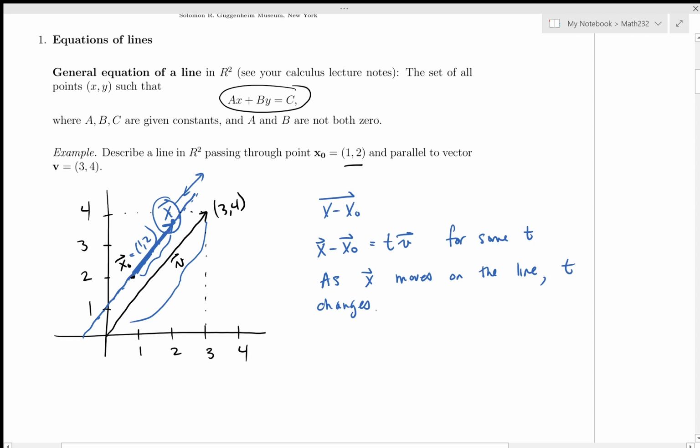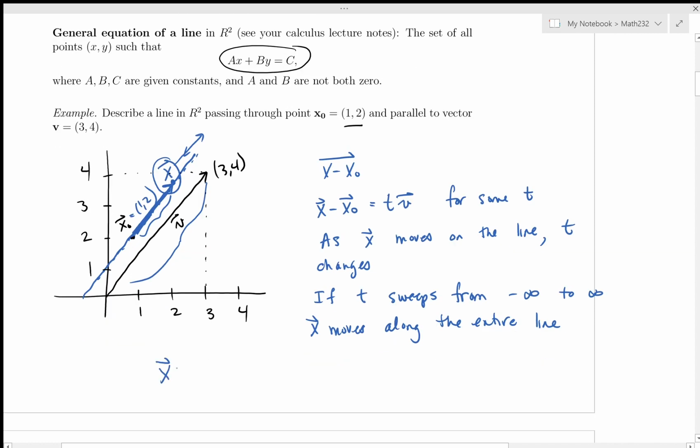If I look at it the other way, if t sweeps from minus infinity to infinity, x moves along the entire line, the blue line on the diagram. So then I can tell you what line this is in this manner. I could say the line x is equal to x naught plus tv, where t goes from minus infinity to infinity.